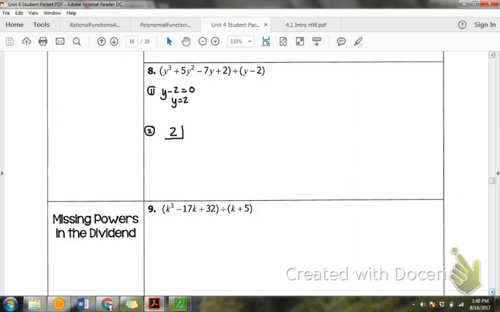Then I line up my coefficients. Are we missing any terms? I go y cubed, y squared, y, and then my constant. Are you missing any terms? No. Okay. So my first coefficient is 1, then 5, -7, and 2. Draw our line.